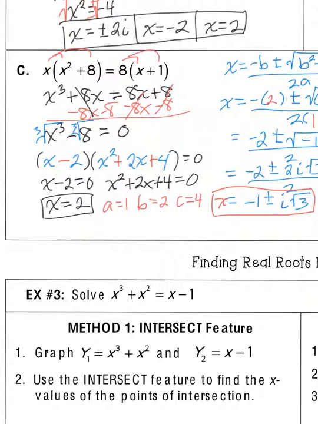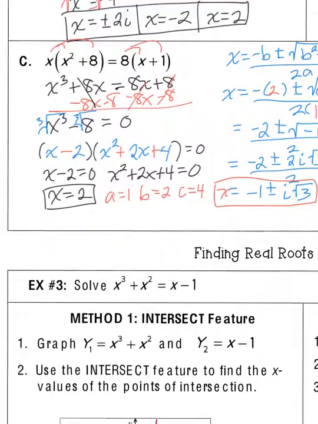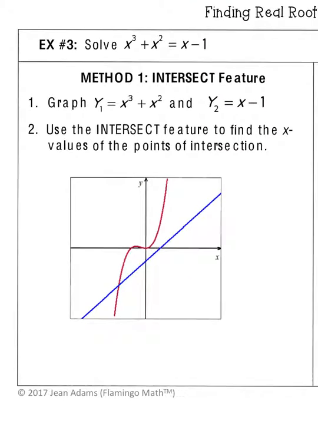All right, so then let's look at example 3, which is finding real roots by graphing. So there's 2 different methods you can use. Method 1 is the intersect feature on your calculator, and method 2 is using the 0 feature. I prefer the 0 feature, but if you want to use the intersect feature, so if you have this particular problem here, x cubed plus x squared equals x minus 1.